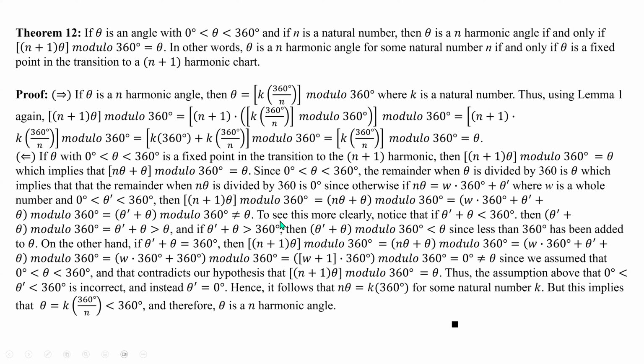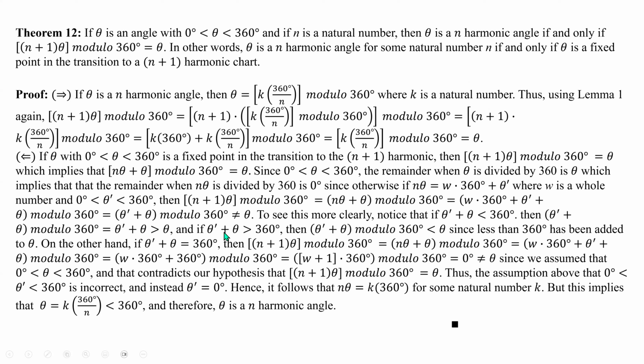Now, to see this more clearly, notice that if theta prime plus theta comes out equal to something less than 360 degrees, then theta prime plus theta modulo 360 degrees is just equal to theta prime plus theta, but that has to be strictly greater than theta since theta prime is not equal to 0.